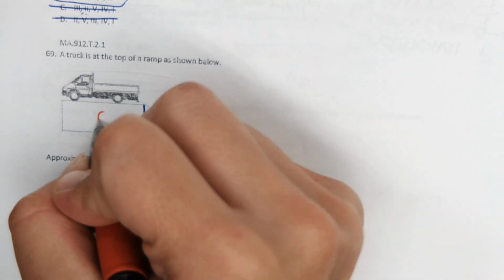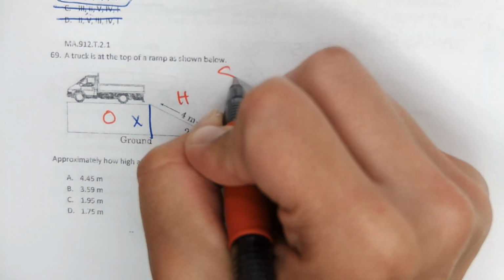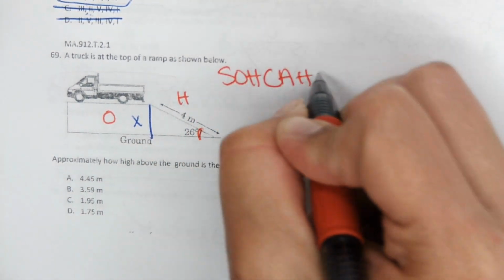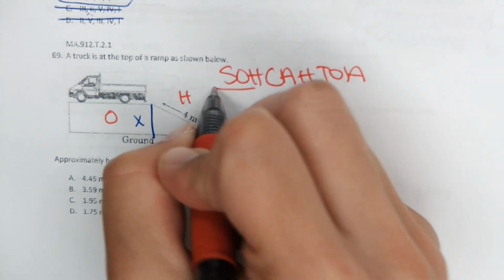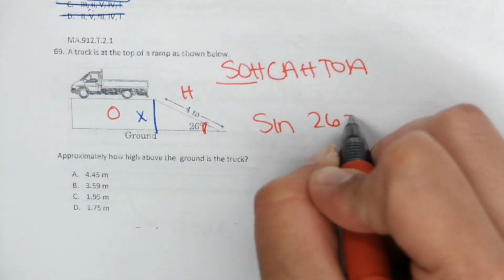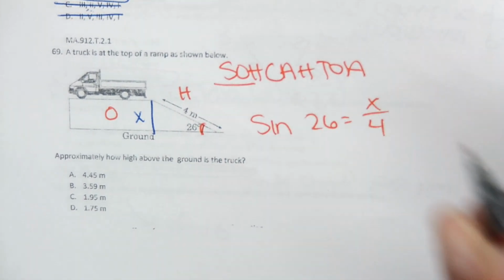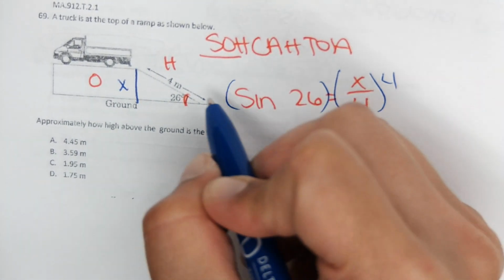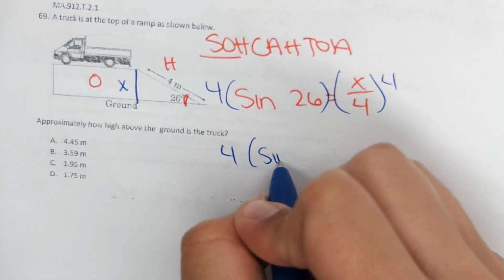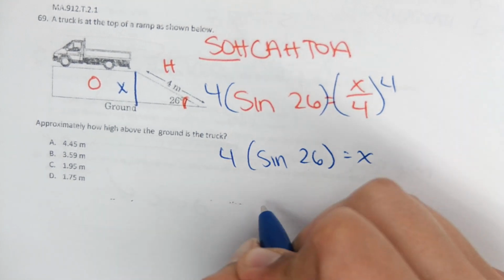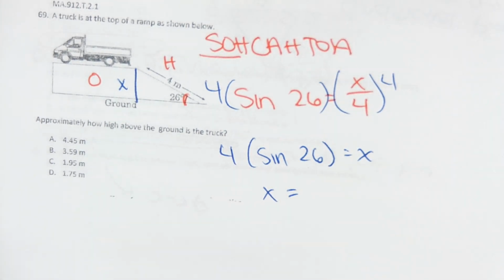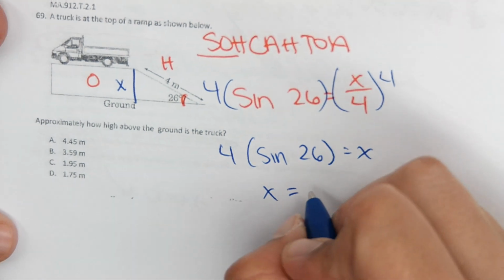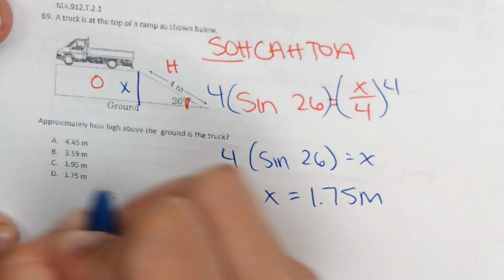So from this angle, we have opposite and hypotenuse. So using SOHCAHTOA, sine of 26 is x over 4. And then multiply both sides by 4. 4 sine of 26 equals x. X equals 1.75 feet.